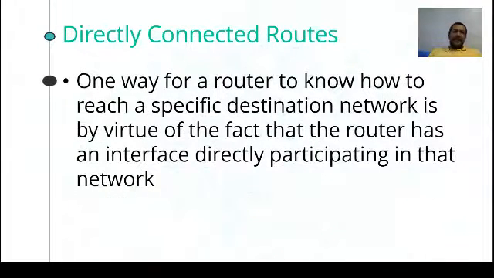Now, what are directly connected routes? One way for a router to know how to reach a specific destination network is by virtue of the fact that the router has an interface directly participating dun sa network na yun. So, what does that mean? Let's say, kunwari, you currently have a router in place.